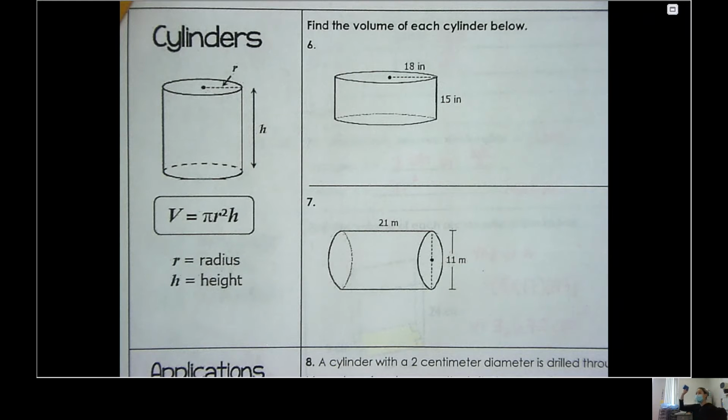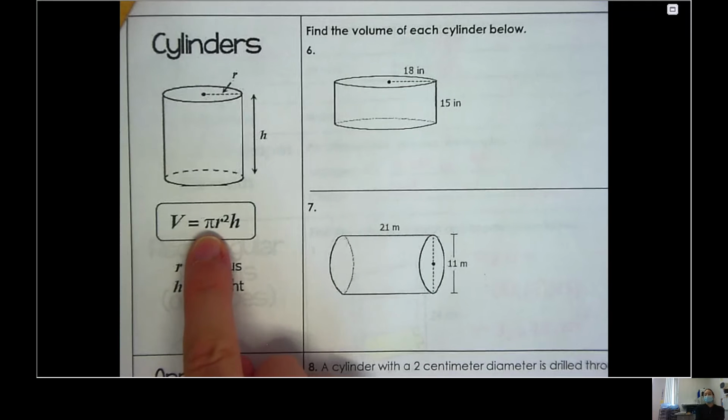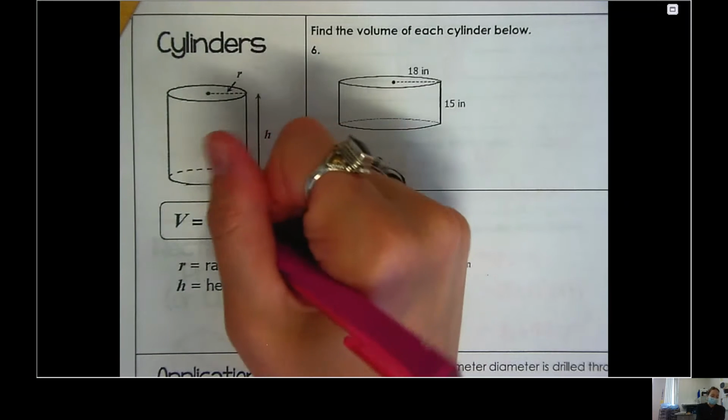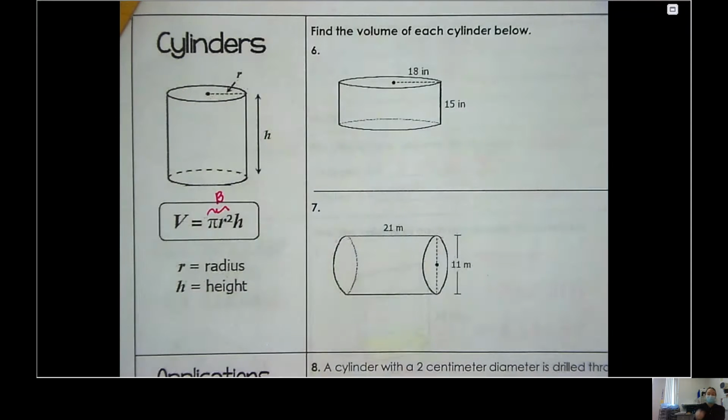Pi r squared, and then you multiply it times the height. That's the area of the base times the height. Look at that. That's the exact equation here. Area of the base is pi r squared, so this is your big B, times the height of the cylinder. Easy peasy. All you have to do is find the radius and the height, and then plug it into your calculators.